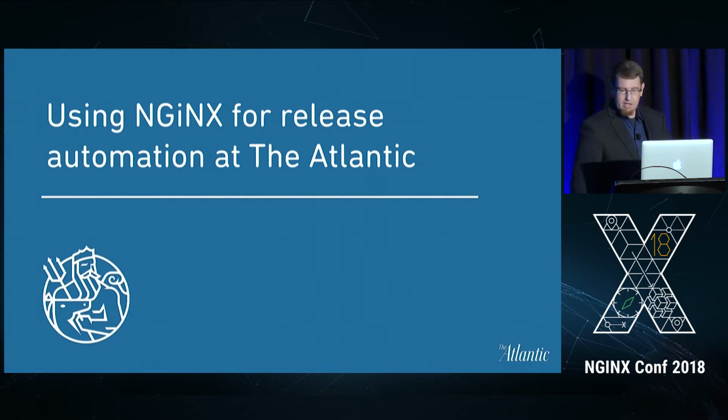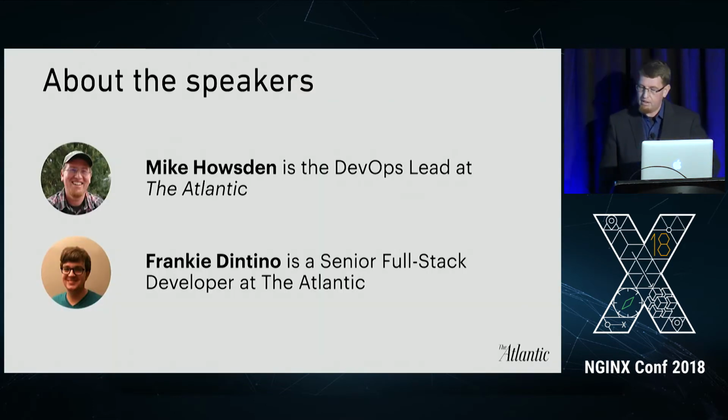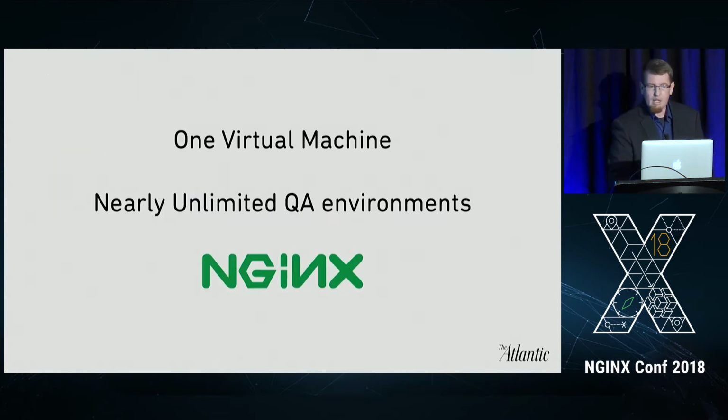My colleague, Frankie Dintino, and I put together this release automation system a while back, and we've been extending it a bit since then. The solution we came up with is interesting enough that I thought it worthwhile to share here. What makes this system different is we use only one virtual machine to provide nearly unlimited QA environments. All of our QA environments just run on one server, or each application has one corresponding server that runs all of our QA environments.